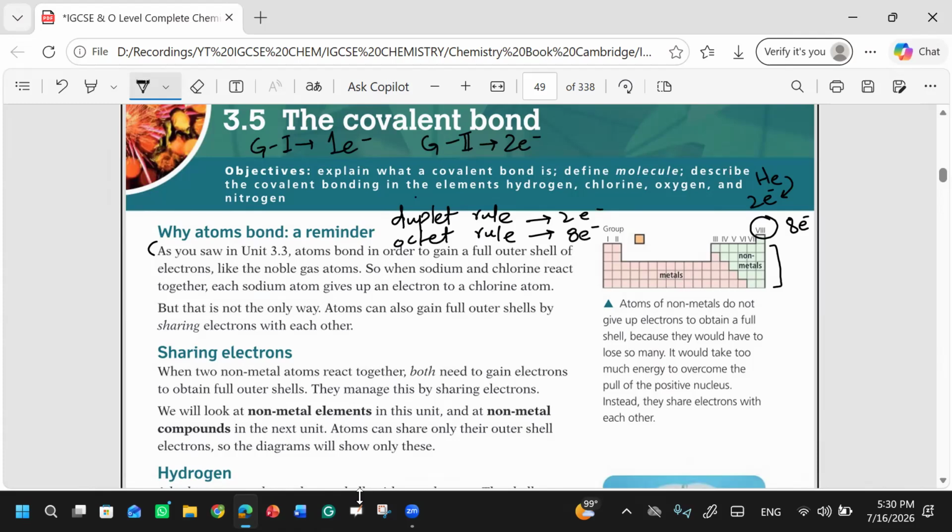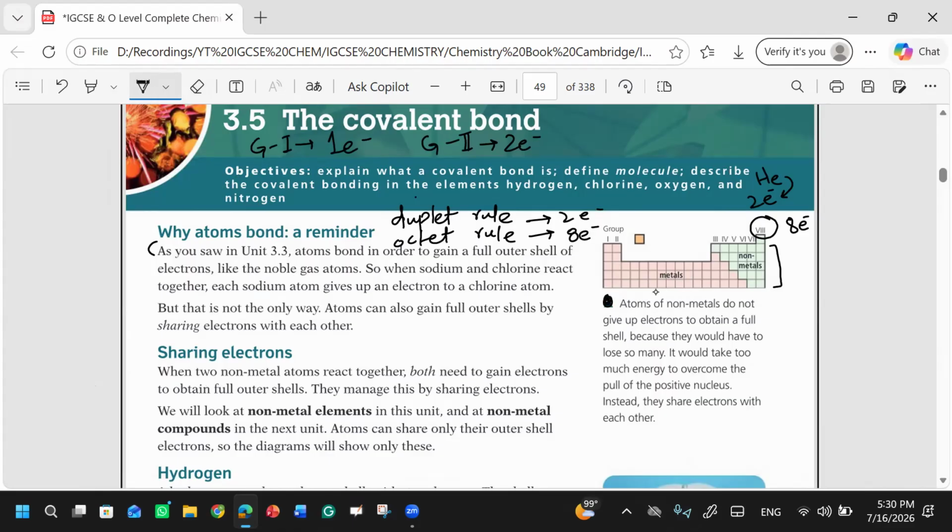But if you have two species, and those two species share their valence shell electrons, not the inner electrons, it is not possible to share your inner electrons. You just share the valence electrons to gain the full outer shell. So this one would be a covalent bond. Clear? Okay, now they have mentioned this one.